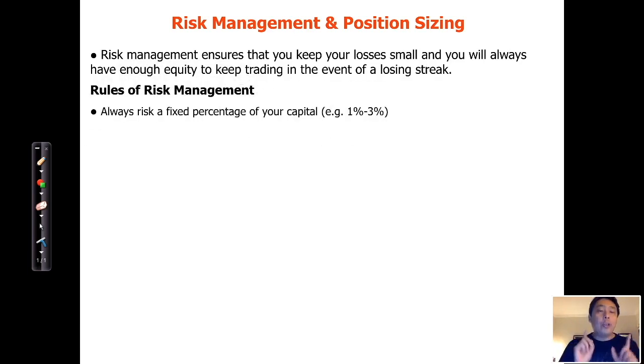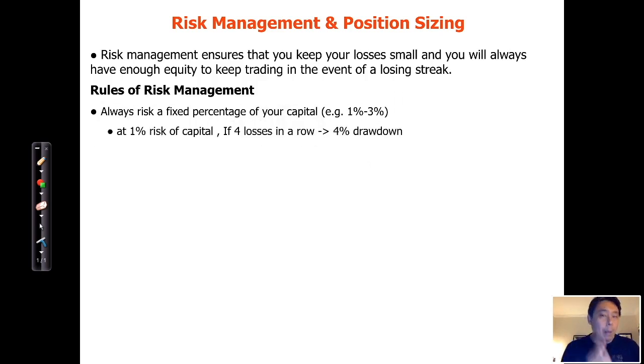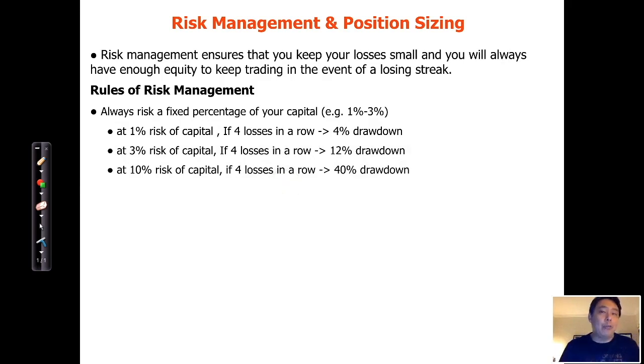So here are the rules again. Rule number 1: always risk a fixed percentage of your net liquidation or capital. Cap it between 1% to a maximum of 3%. Remember, when you risk 1%, if you get 4 losses in a row, that's a 4% drawdown on your capital. At a 3% risk per trade, with 4 losses in a row, you're getting a 12% drawdown. But if you risk 10%, which you should never do, 4 losses in a row and you're down 40% of your capital. Now, you may say, hey, but Adam, if the trading strategy is good and I keep trading, I'll make that money back. Yeah, that's true.